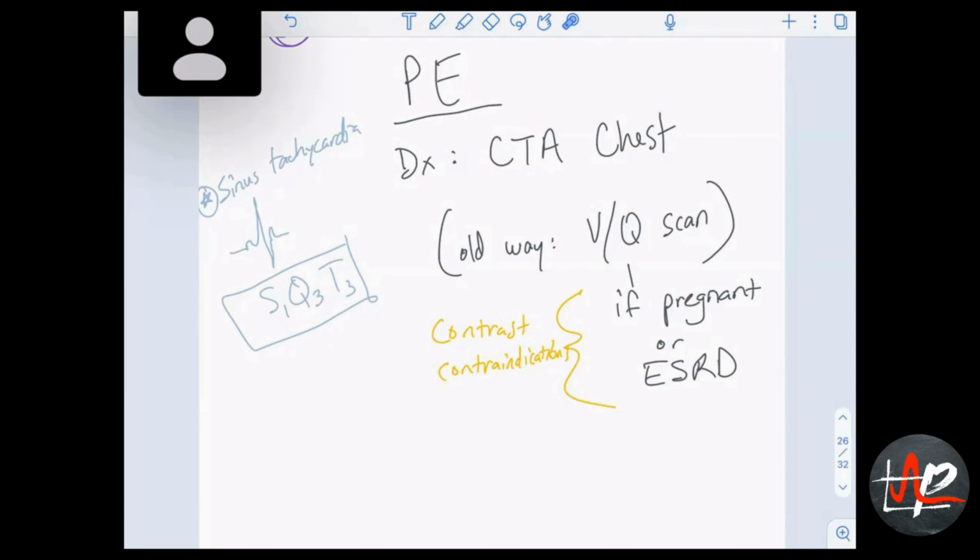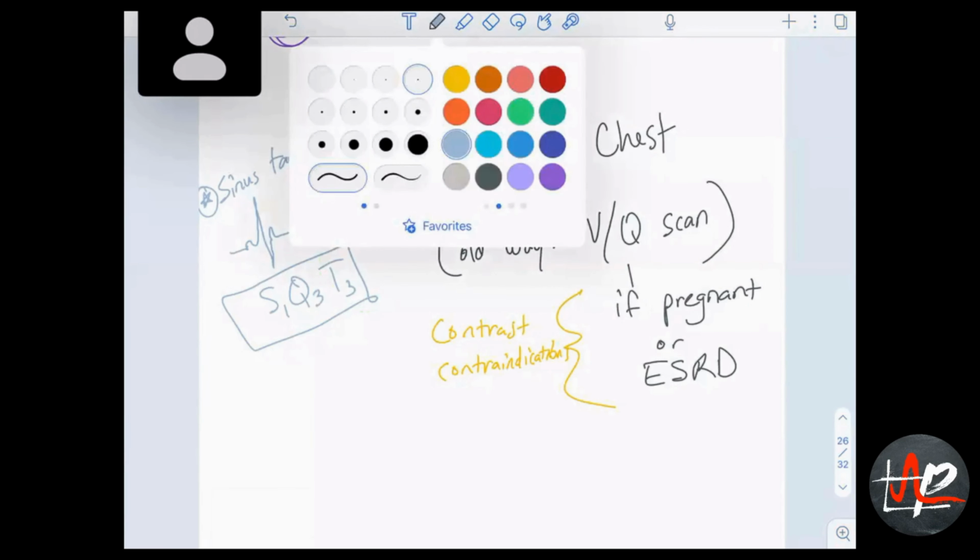Okay, and so what do you expect this patient's ABG to show? So we're going to take this full in here into what you would see in the hospital.